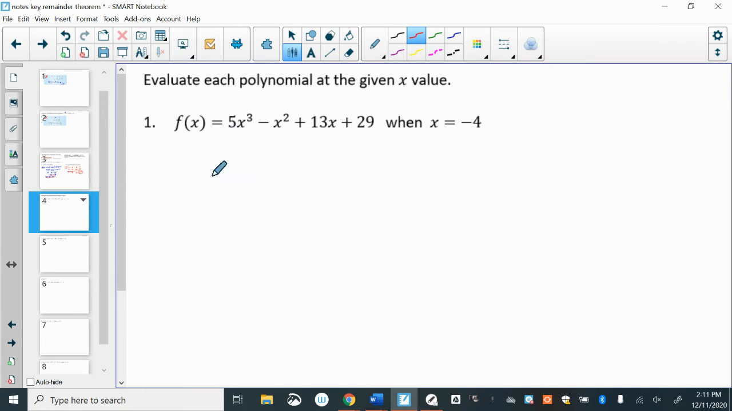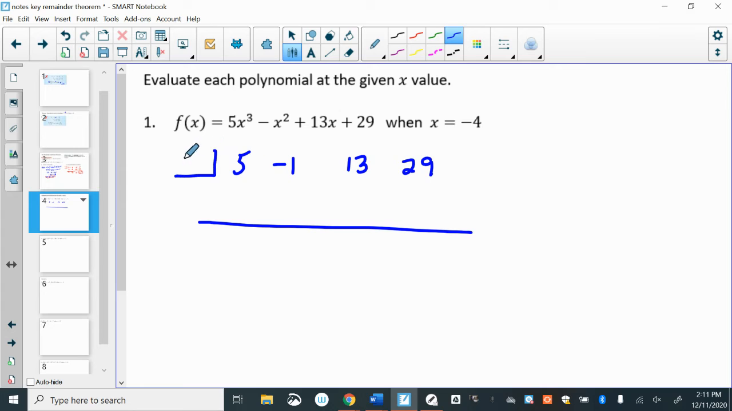Let's look at this example here. Let's write down, let's do blue. So 5, -1, 13, 29. We don't need any placeholders. They gave us x. We don't need to solve for it. Let's put our remainder catcher, because that's where our answer is going to come from. Bring down the 5. Get -20, -21. This is going to be 84, 97.